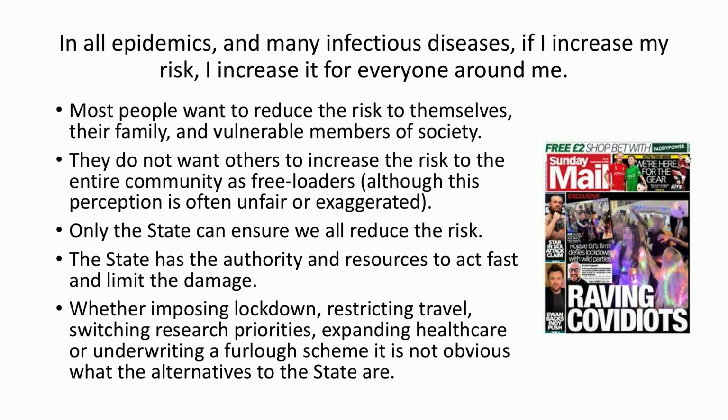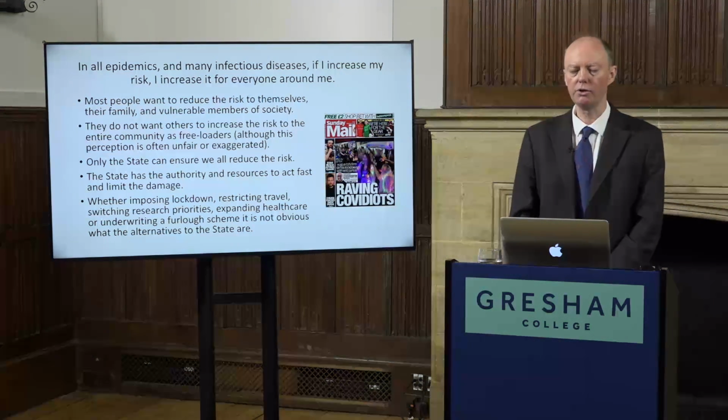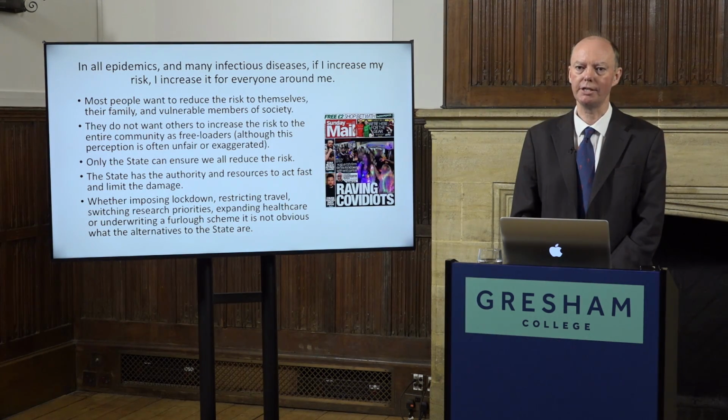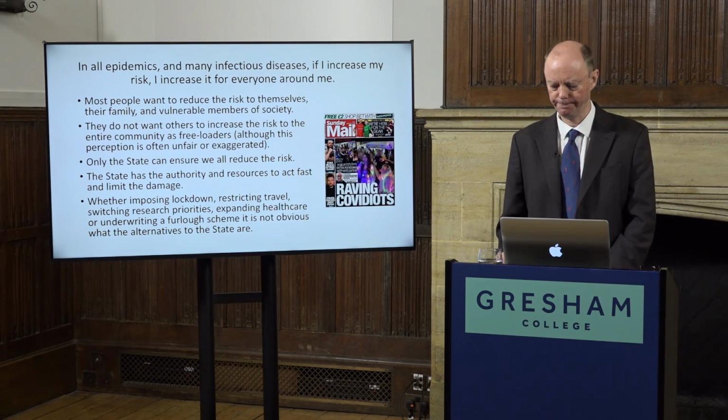This is a general point, not about COVID. The state has the authority and the resources to act fast in an epidemic and therefore to limit the damage. Whether imposing lockdowns, travel restrictions, switching research priorities, expanding healthcare, underwriting furlough schemes, these are just recent examples. It is not really obvious what the alternative to the state doing it is if an epidemic or pandemic hits.